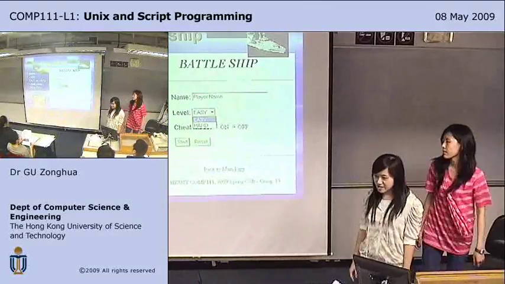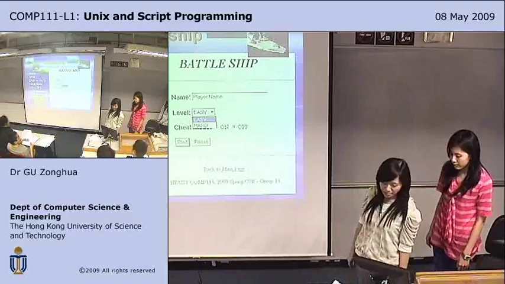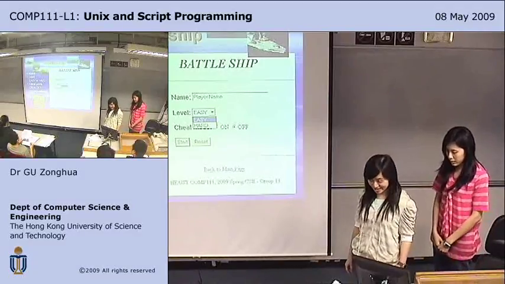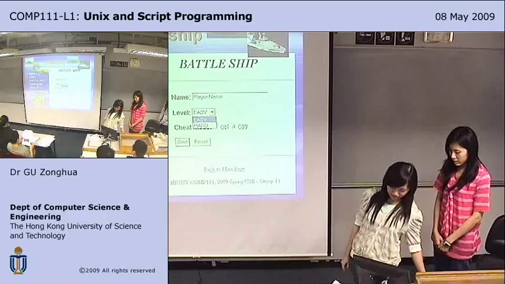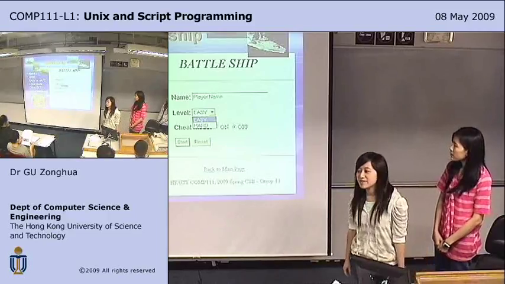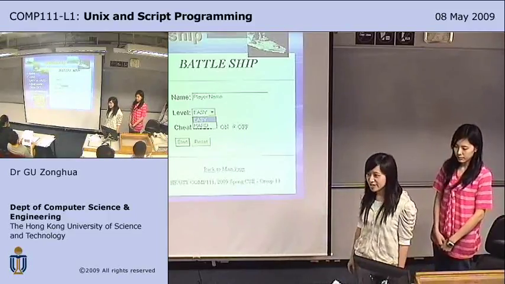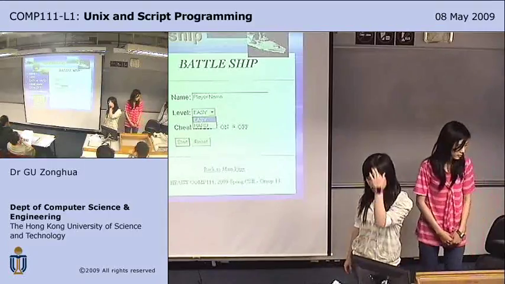At the beginning of the game, you have to type in your name, choose the level of difficulty, and choose whether to turn on the cheat mode or not. And then you have to place your ship on the board, and what the players need to do is to guess each other's ship position.